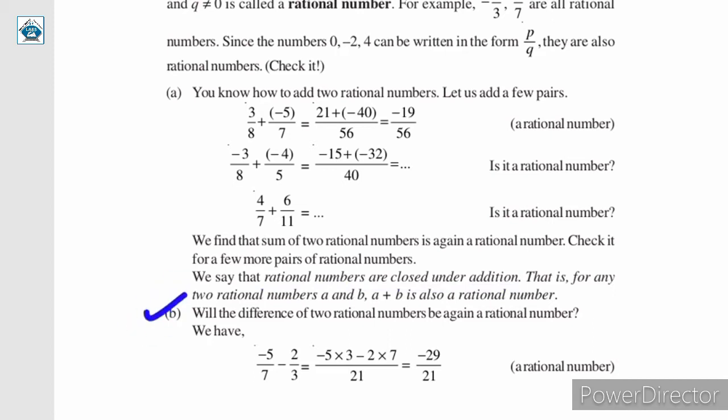Here we are asked, will the difference of two rational numbers be again a rational number? So consider two rational numbers, minus 5 by 7 and 2 by 3, and subtract them. When you solve them, the answer will be minus 29 upon 21, which is once again in the p by q form. So it is a rational number.